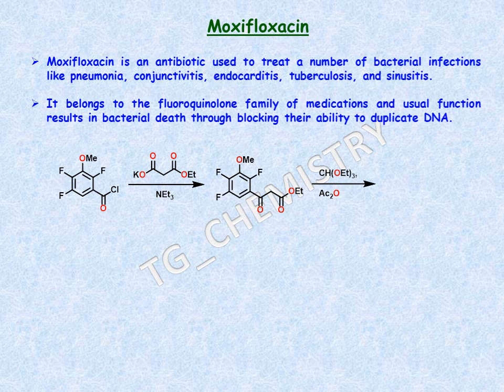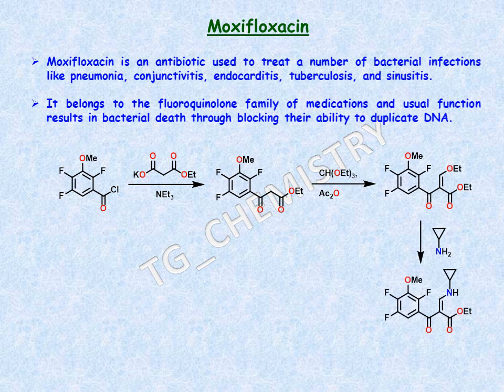triethoxymethane and acetic anhydride, it will give the trifluorobenzoyl acrylate, and then this benzoyl acrylate on reaction with cyclopropylamine will end up with cyclopropylaminobenzoyl acrylate. Okay. Now these need to be cyclized, and this cyclization to pyridine fused ring structure takes place in presence of a base, usually sodium hydride, and DMF is preferred as the solvent, and it needs an acidic workup.